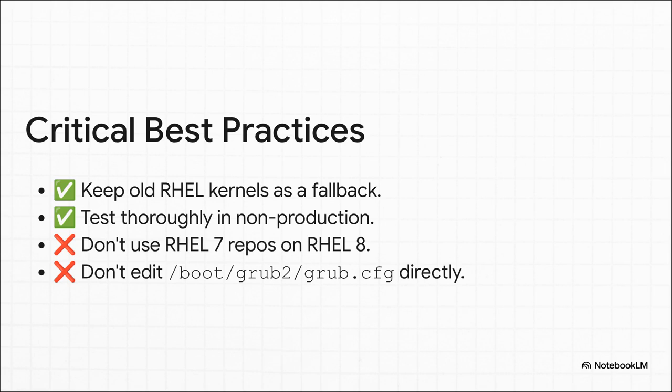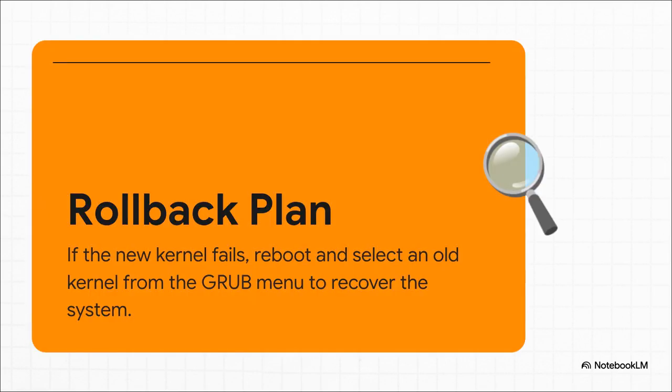But what if the worst happens? What if you reboot and nothing? The screen is blank or it's stuck in a loop. Don't panic. Your old, stable RHEL kernel is still there. Just reboot the machine again, and when the GRUB menu appears, use your arrow keys to select the old one. Once you're back in, you can just dnf remove the bad kernel. It's a really simple recovery plan.